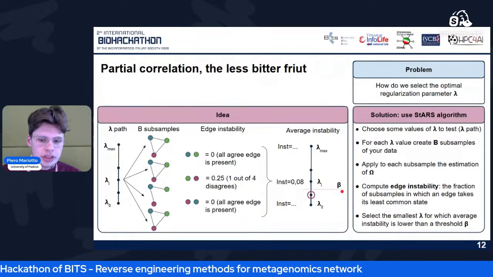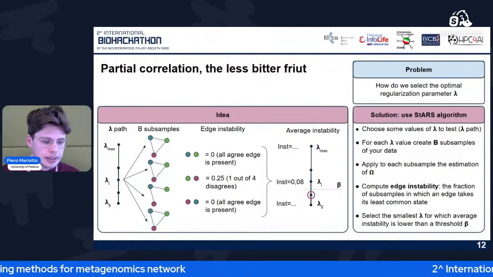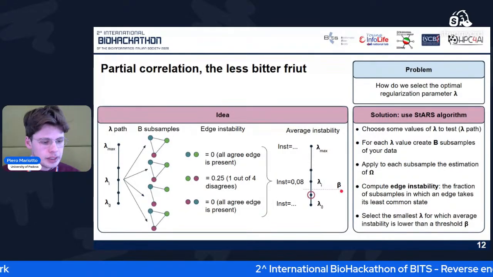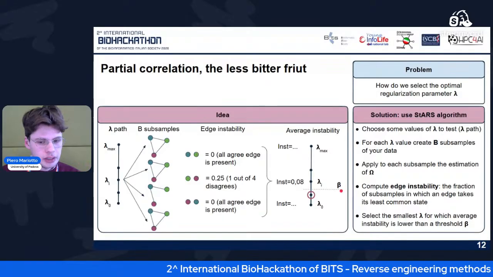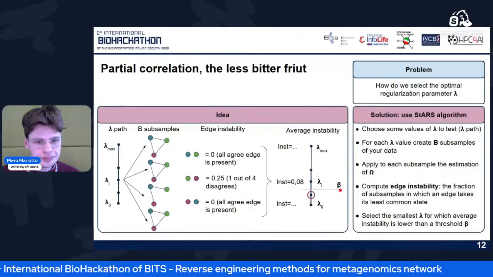Of course, this is also a problem because you need to set an arbitrary threshold, but it has the advantage that you can interpret this threshold. It means that on average, your edge instability with this lambda value will be lower than a threshold.